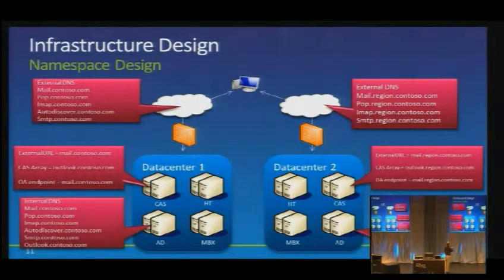Now, one other thing that this is showing is, again, the same records in both external and internal DNS in both data centers. Okay? Again, the difference is external DNS is going to resolve here to this endpoint. Internal DNS is going to resolve here on the CAS arrays. That's the only difference.